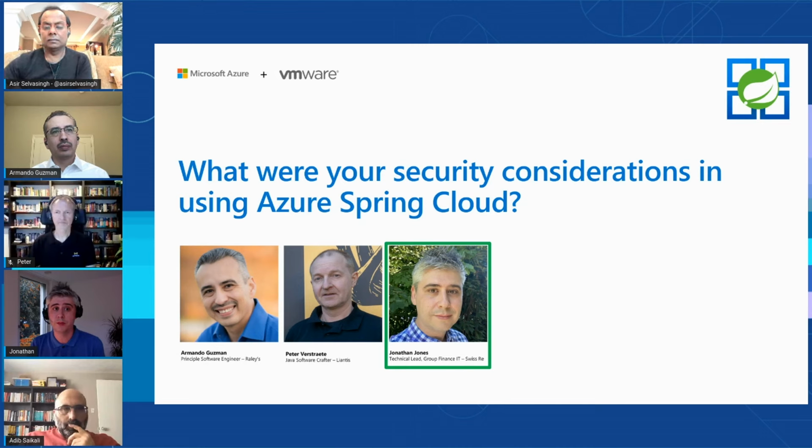It's important that we minimize the exposure of our applications. So all of our backend services run on private IP addresses. All ingress comes through our Spring Cloud Gateway application, and that's shielded by Cloudflare, which has a web application firewall, or a WAF, and this can stop bad traffic before it reaches our Azure Spring Cloud instance.